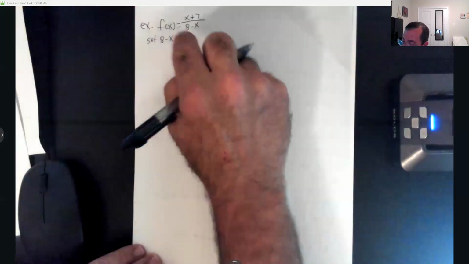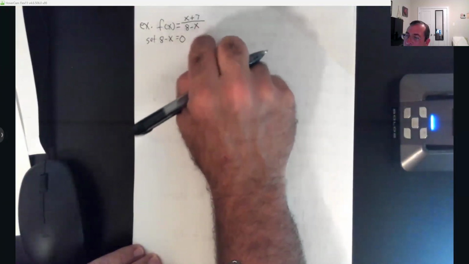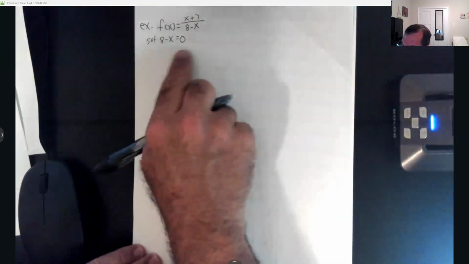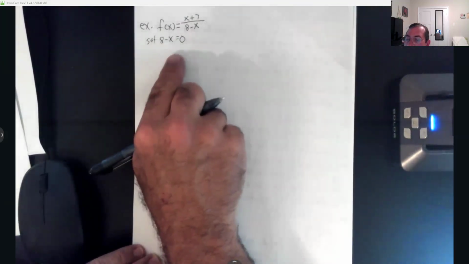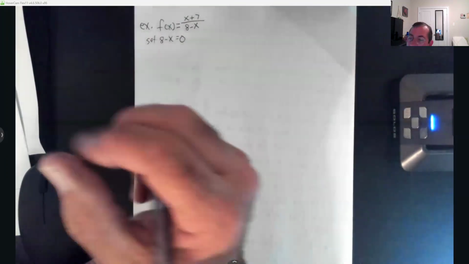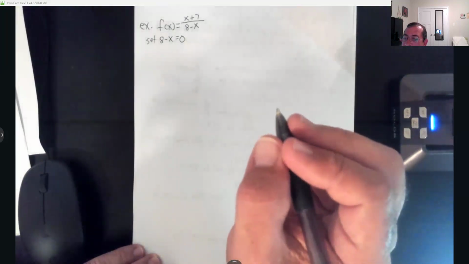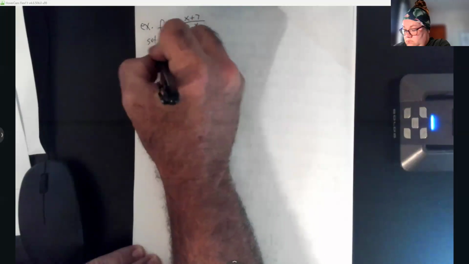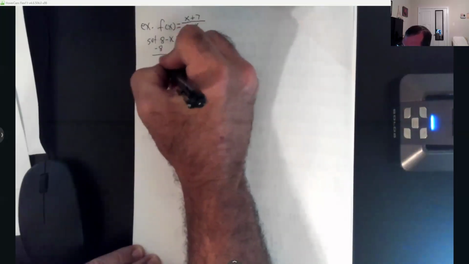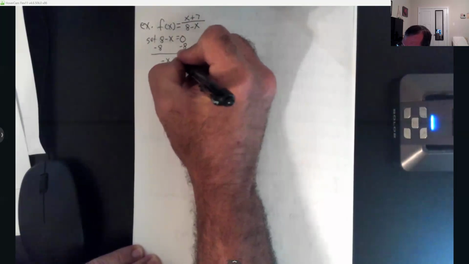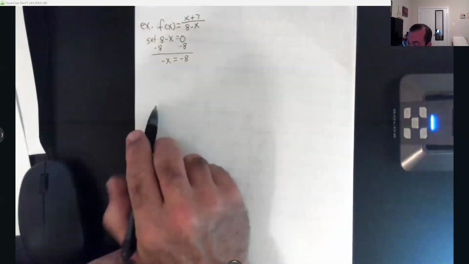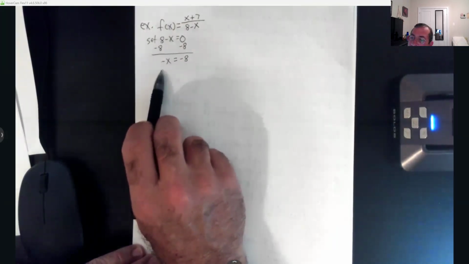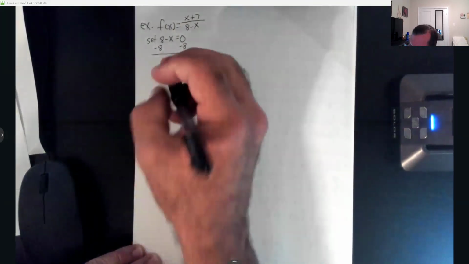And I want y'all to realize we're only concerned about that denominator when we're looking at a domain, okay? So we can solve that two ways. What would y'all do? Subtract 8? Okay. So that's going to leave a -x equals 0 minus 8, which is -8. So what would y'all do to make that a positive x? Do y'all remember?